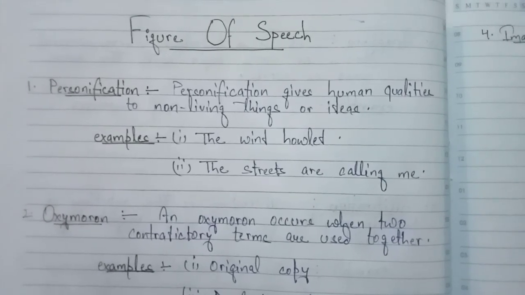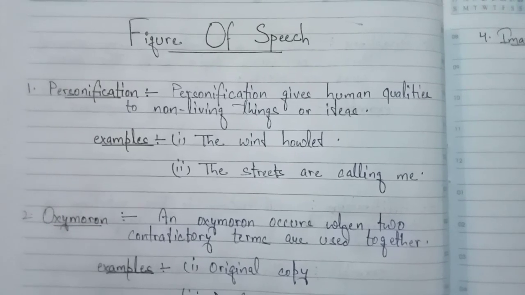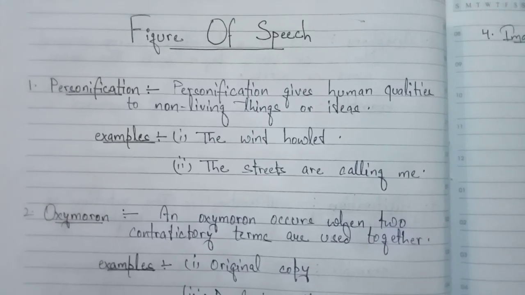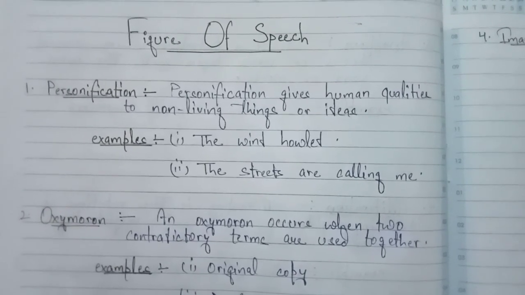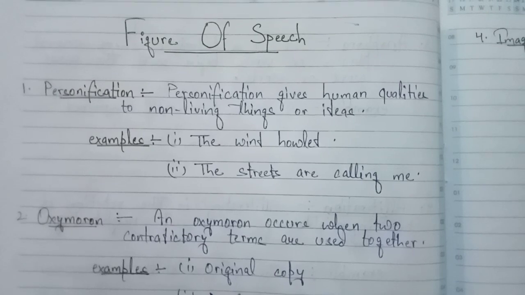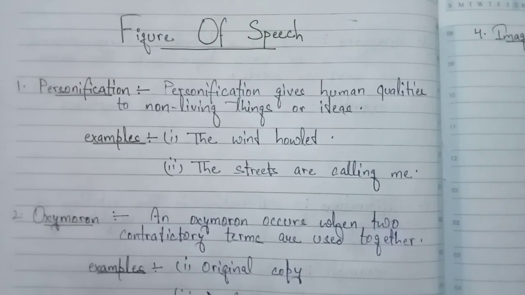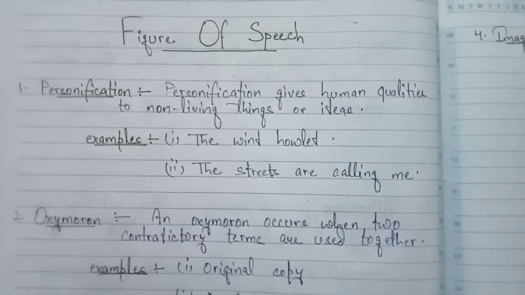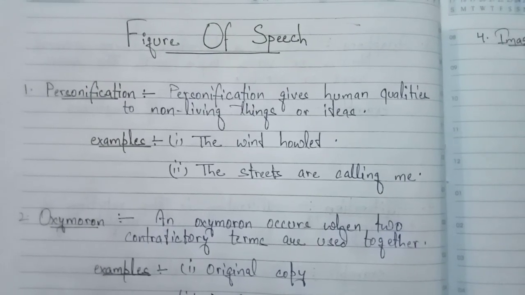The second example is the streets are calling me. Now we all know that streets is not a living being. Okay, street is just roadway or pathway, but this sentence is saying that the streets are calling me, which means that this sentence is bringing streets into life. So again, this is another example of personification.